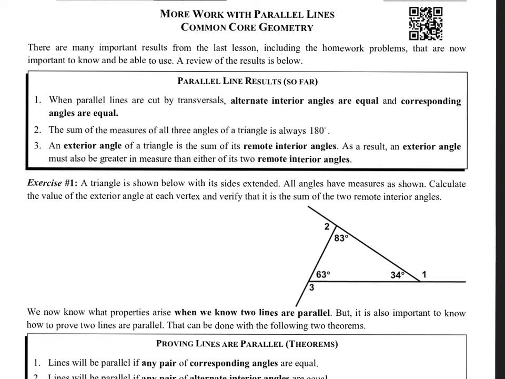So we covered a few things with parallel lines in our last lesson, right? When parallel lines are cut by a transversal, alternate interior angles are equal, right? So we learned that fact, and corresponding angles as well are equal. And then when they have equal measurements, we call them congruent, right? So alternate interior angle measures are congruent, corresponding angle measures are congruent. The sum of the measures of all three angles of a triangle is always 180, right? And when I talk about the three angles in that triangle, I'm really talking about the three interior angles, right? And this is called the triangle sum theorem.